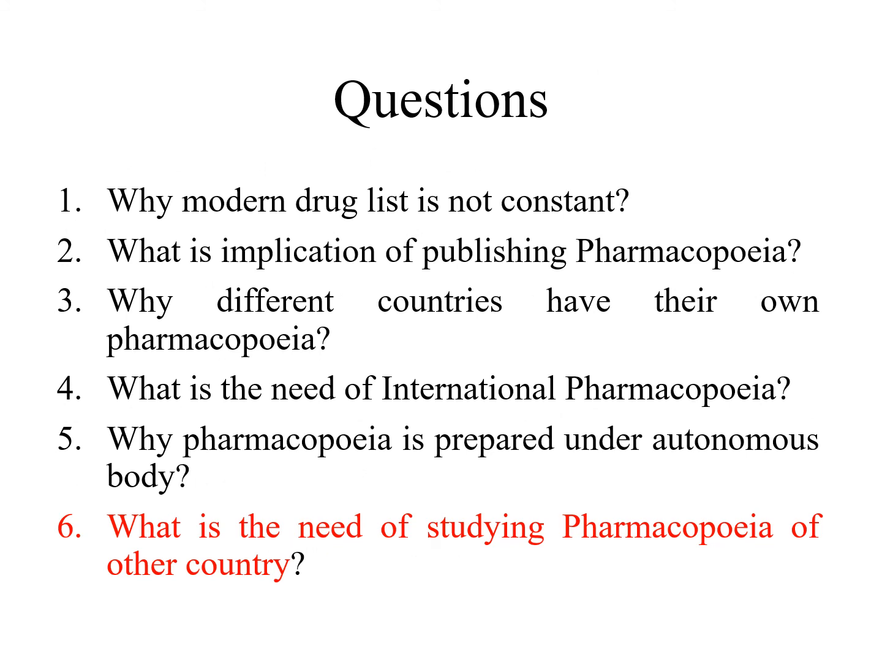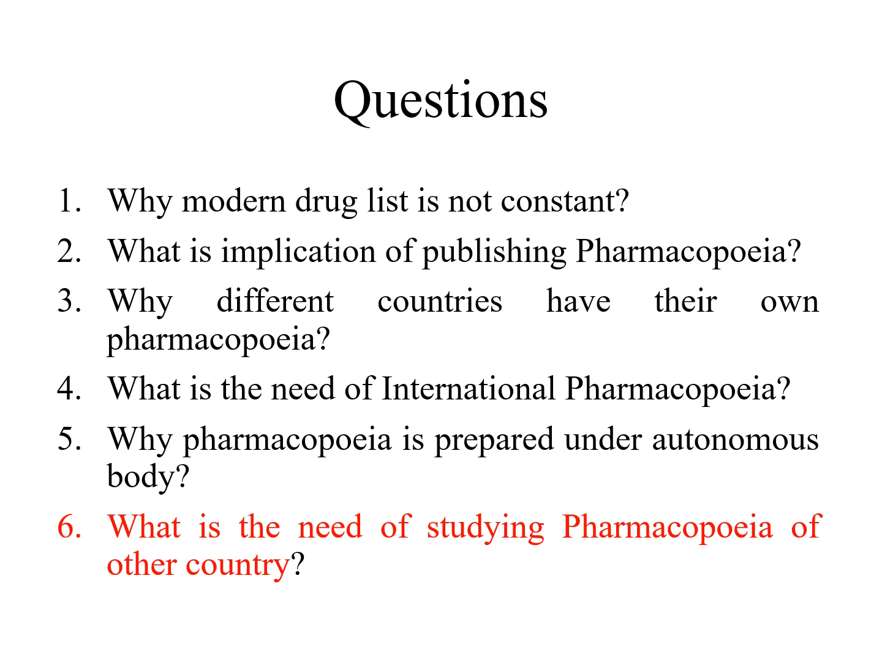Let us see the answers for the previous questions. Why is the modern drug list not constant? Because research is done in various aspects which yields numerous new medications. So old drugs with various contraindications are removed and new drugs are added in every edition. Next, question number 2. What is the implication of publishing pharmacopoeia? Previously, pharmacy used to be a hidden subject which not everyone had access to. But right now, by publishing, everybody has the information, everybody has access to the preparation of medication.